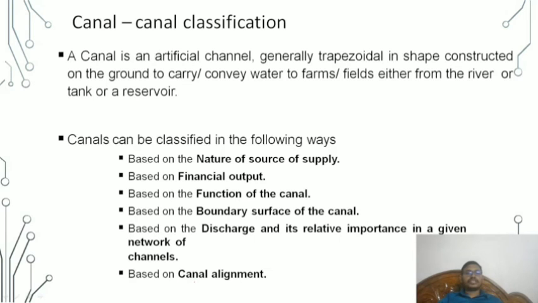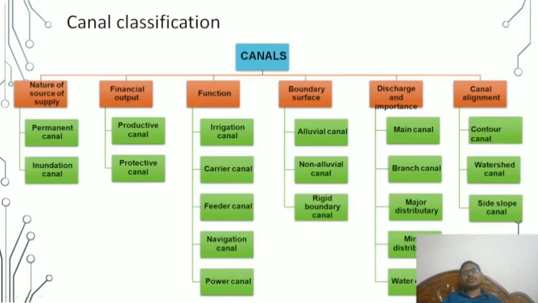Now canal classifications. Canals can be classified in the following ways: based on the nature of the source of supply, financial output, function of the canal, boundary surface of the canal, discharge and relative importance, and canal alignment. So, as an overview of canal classification, a canal is divided by nature of source, financial output, function, boundary, discharge importance, and canal alignment, as I discussed.